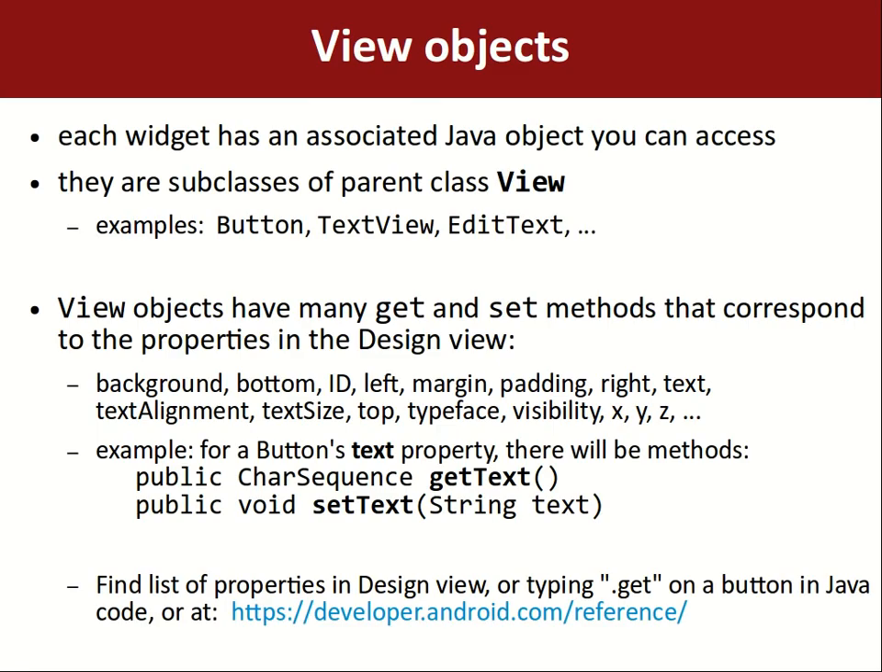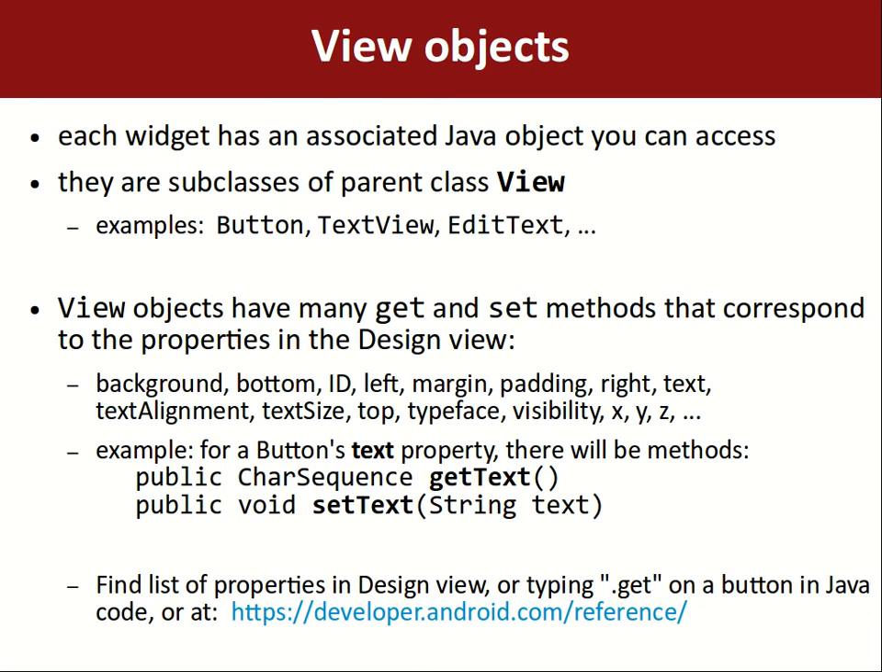Okay, well, so that visual editor with the design and the XML stuff, that leads to the widgets that appear on the screen in our app. If we want to talk to those widgets in the Java code, we can. The way that you do that is that each widget has an object that it's associated with. The objects are part of an inheritance hierarchy. The superclass of all those objects is called View. So all of the different subclasses like Button, TextView, EditText, CheckBox are all subclasses of View. They all have some common behavior from their superclass called View.